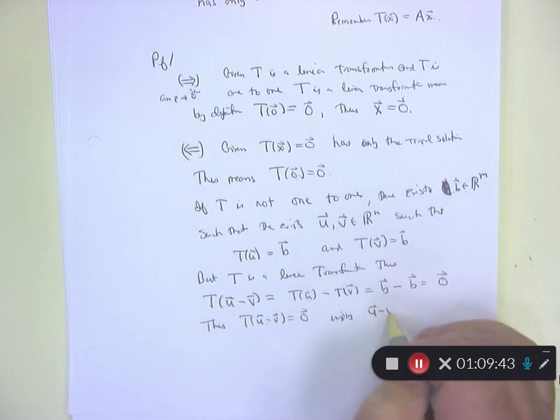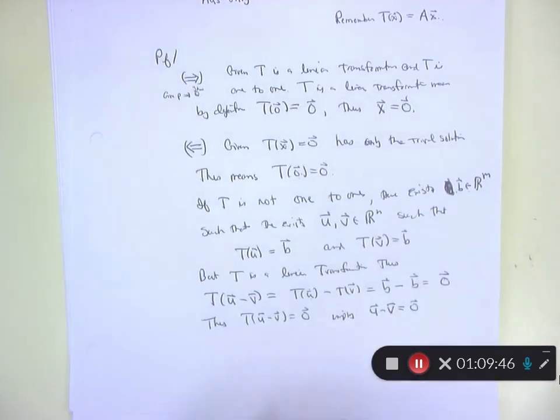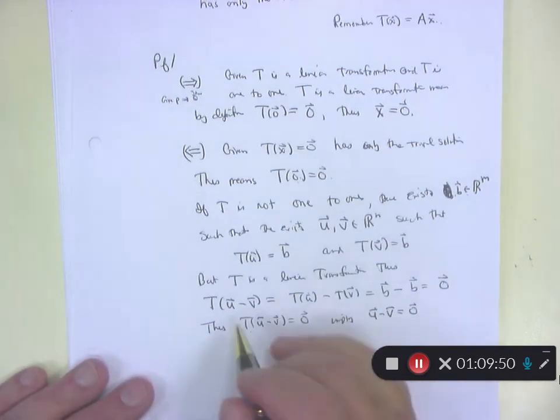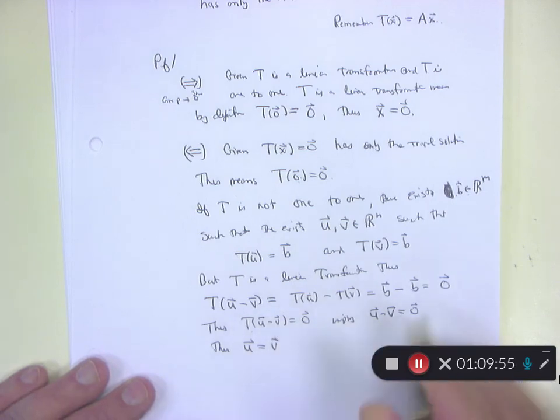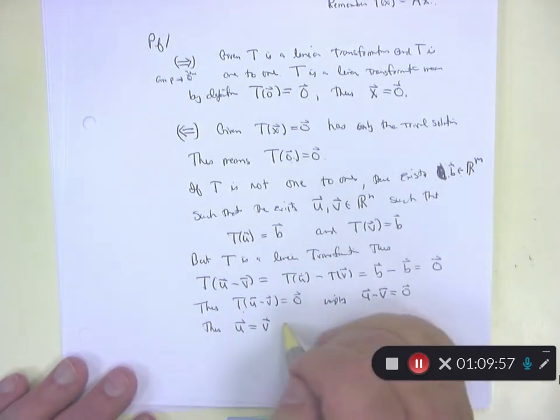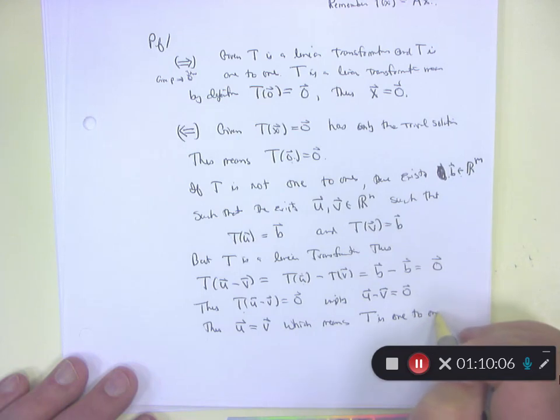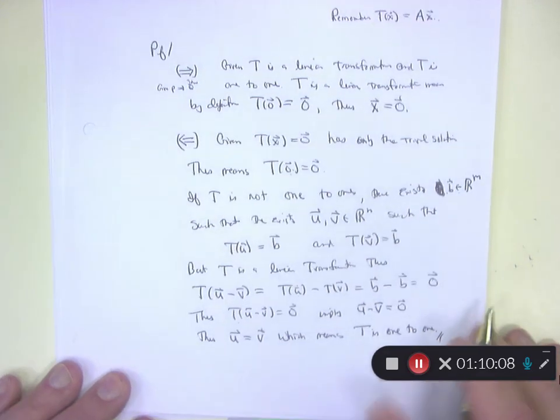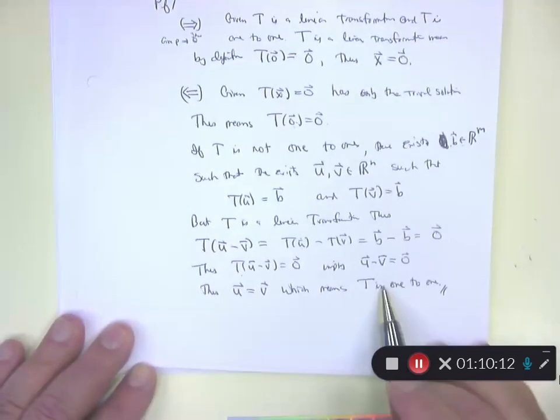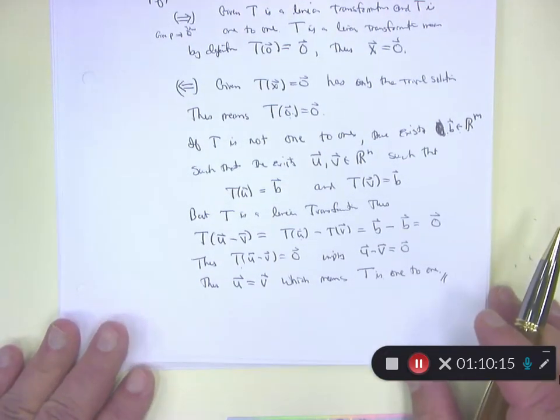u minus v has got to be equal to the 0 vector. Who maps to the 0 vector? u minus v. Thus, vector u equals vector v, which means only one vector does it, T is one-to-one. And there's your proof that going the other way, you're going to get that quote unquote one-to-oneness. One vector only maps to one vector.